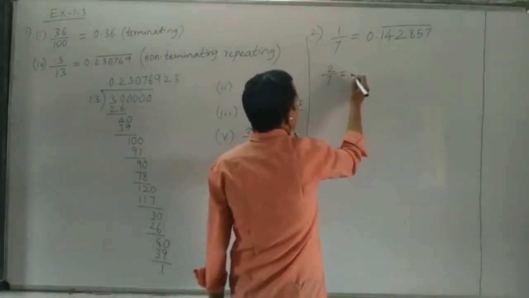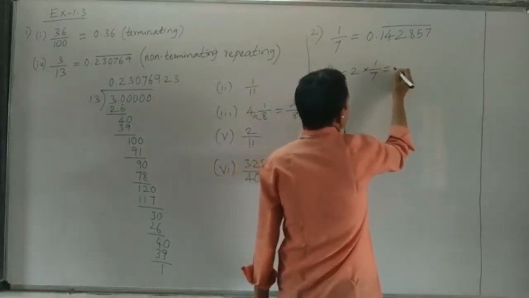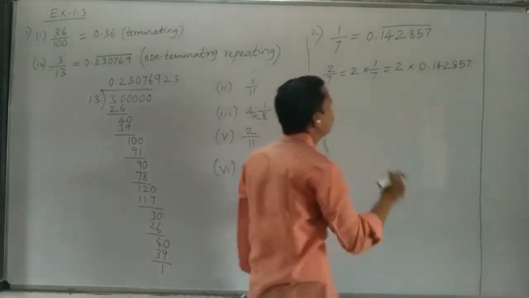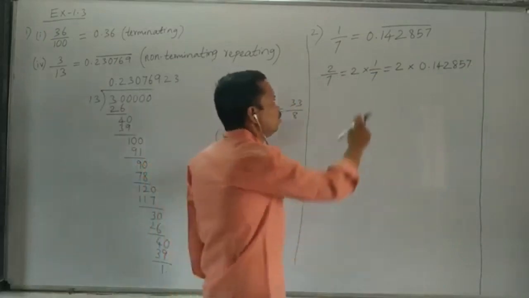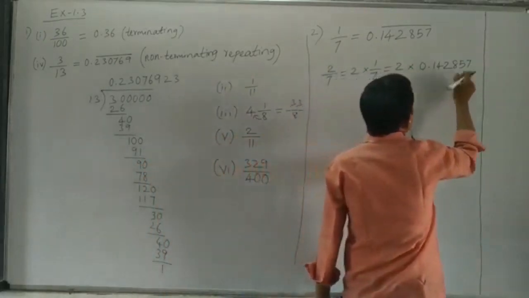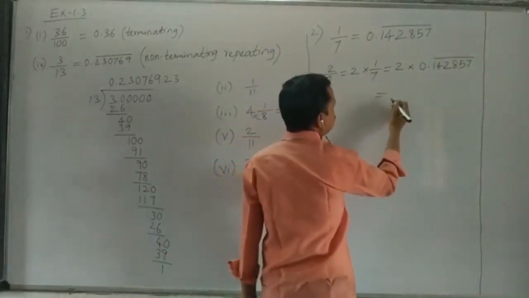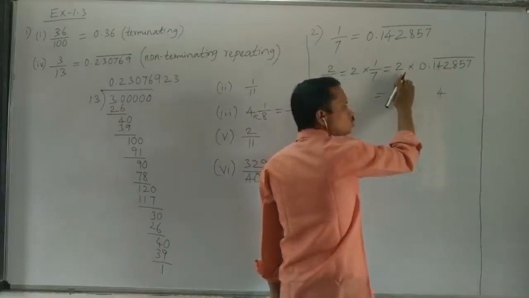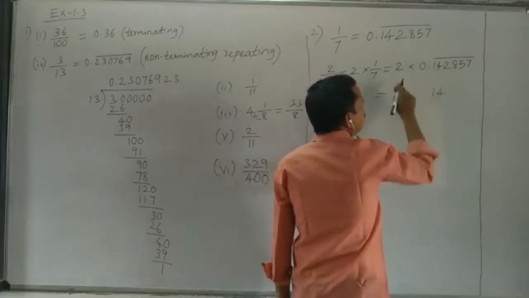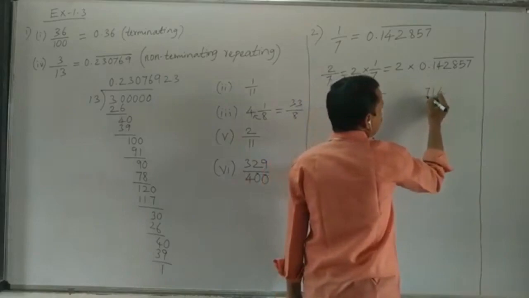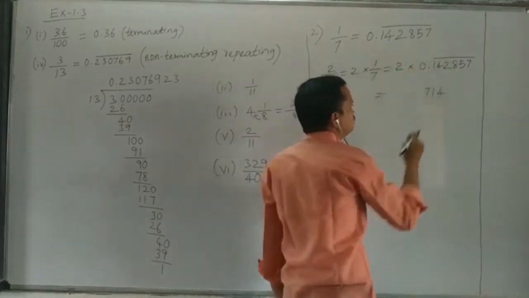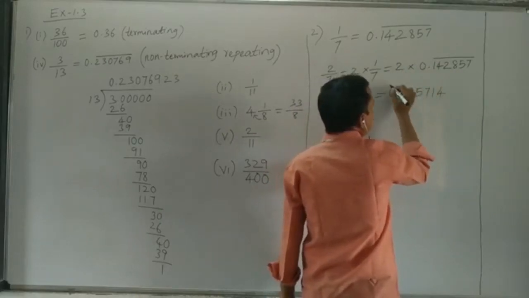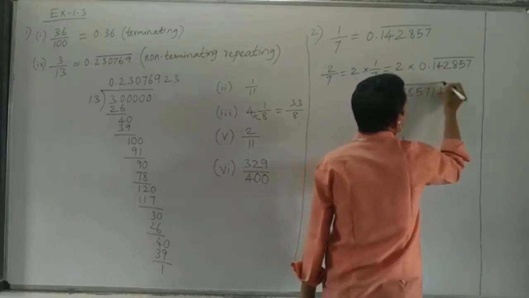We have to say the answer of 2 by 7. So 2 by 7 we can write as 2 into 1 by 7, and 1 by 7 is given as 0.142857 bar. Now you just multiply this. 7 into 2, 14, 4, carry 1. 5 into 2, 10, plus 1, 11, 1 and carry 1. 8 into 2, 16, plus 1, 17, 7, carry 1. Then 2 into 2, 4, 4 plus 1, 5. Then 4 into 2, 8. Then 1 into 2, 2. Then the point, and then 0. 0 into 2, 0. And then you put a bar for this.